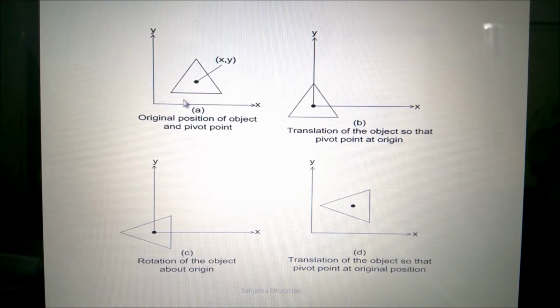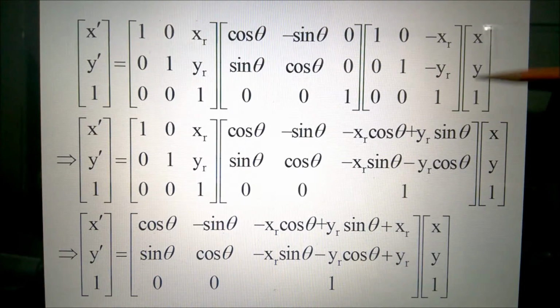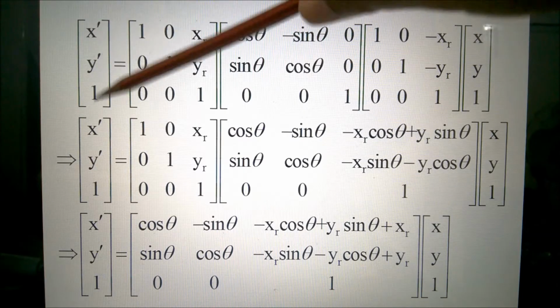You can see that this dot xy is the pivot point. The first step is to bring the pivot point to the origin along with the object. Then you rotate the object. After the rotation is done, bring the object along with the pivot point back so that the pivot point is at its original position. That is the procedure, and here we are showing it in matrix form. This is the original coordinates and this is the final coordinates.